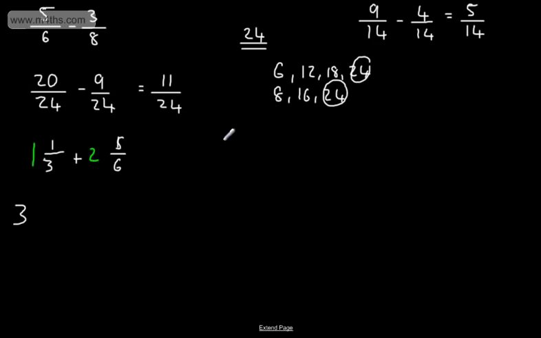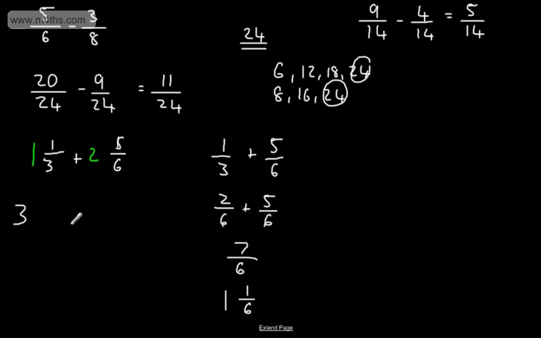So if I do 1/3 plus 5 over 6, I could write this as 2 over 6. So 2 over 6 plus 5 over 6. That would give me now 7 over 6, or we could say 1 and 1/6. So my final answer would be 3 plus 1 and 1/6, which would give me 4 and 1/6. So that's what we get.